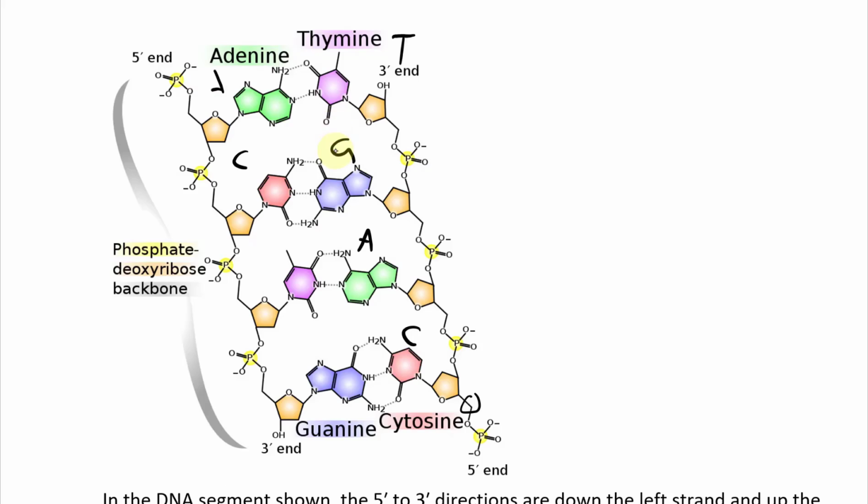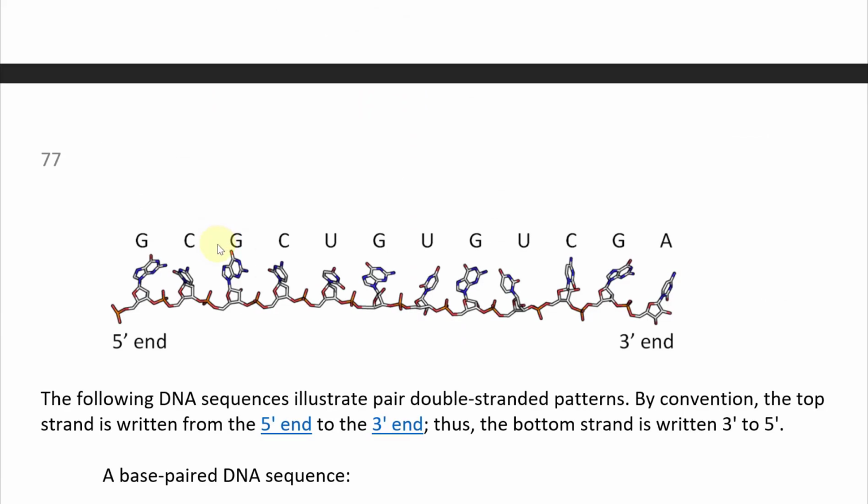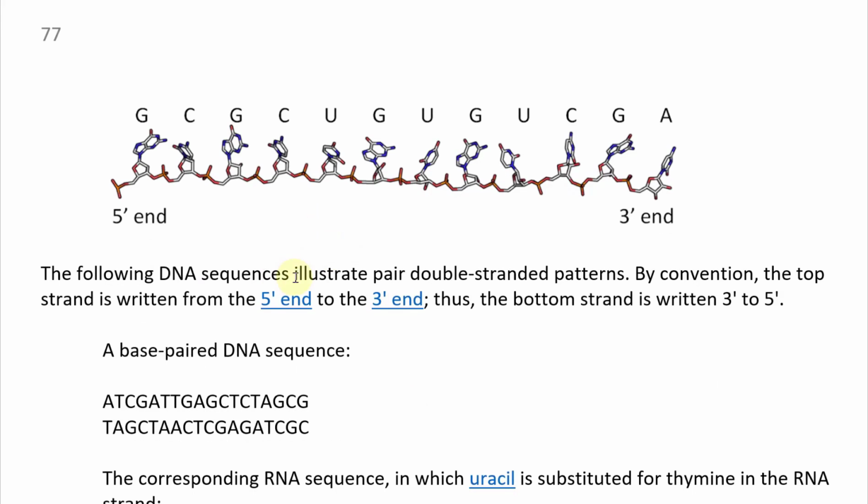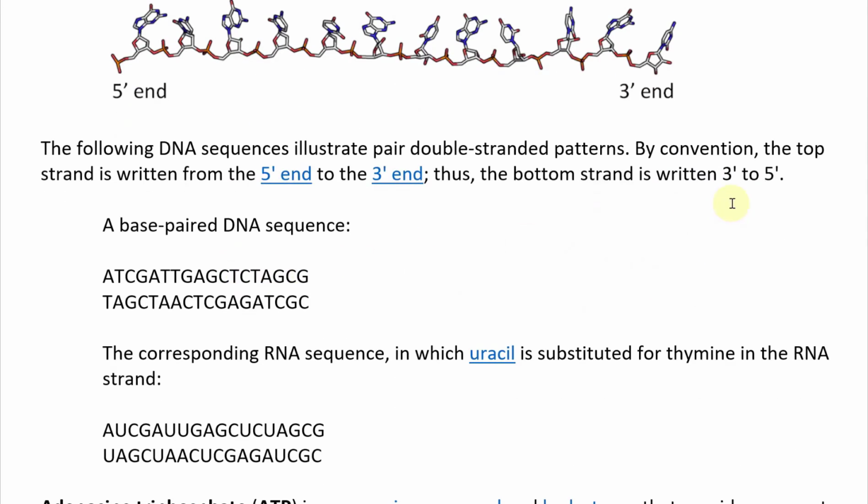All right, let's just erase this and continue further. The next segment here, you're going to be reading it from the 5' end to the 3' end. So you have GC, GC, UGU, GU, CGA. This one has uracil, the U, that's for RNA. The following DNA sequences illustrate paired double-stranded patterns. By convention, the top strand is written 5' end to the 3' end. Thus, the bottom strand is written 3' end to the 5' end.